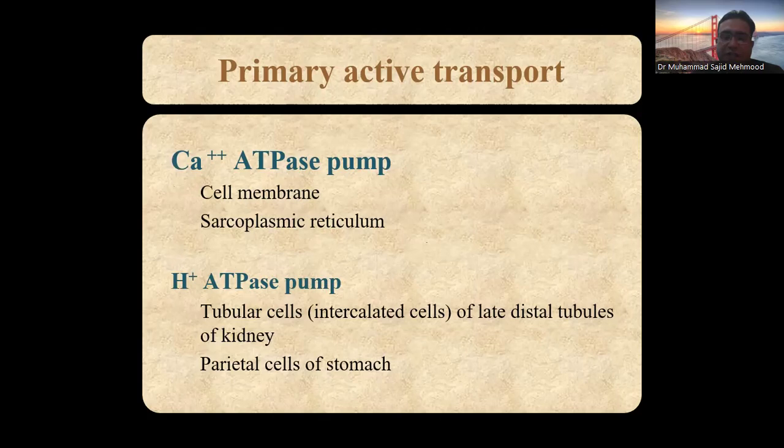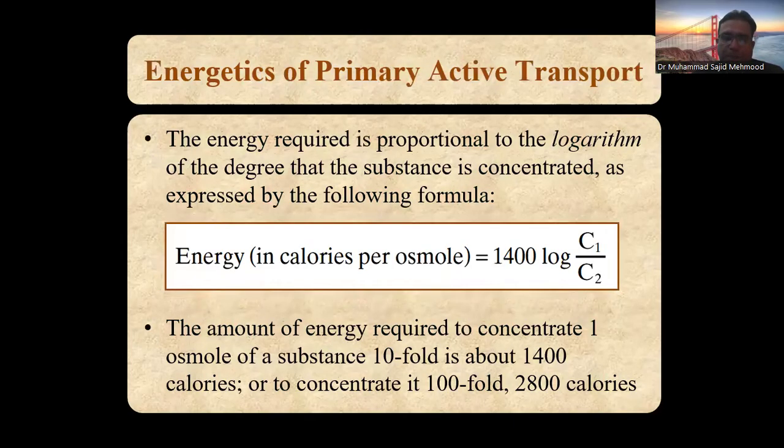The hydrogen ATPase pump is present in the tubular cells of the kidneys, especially in the late distal tubules of the kidneys, and also in the parietal cells of the stomach, and it concentrates the hydrogen ions in the parietal cells of the stomach. These we will also discuss in detail when we are discussing the concerned sections like muscle and the kidney.